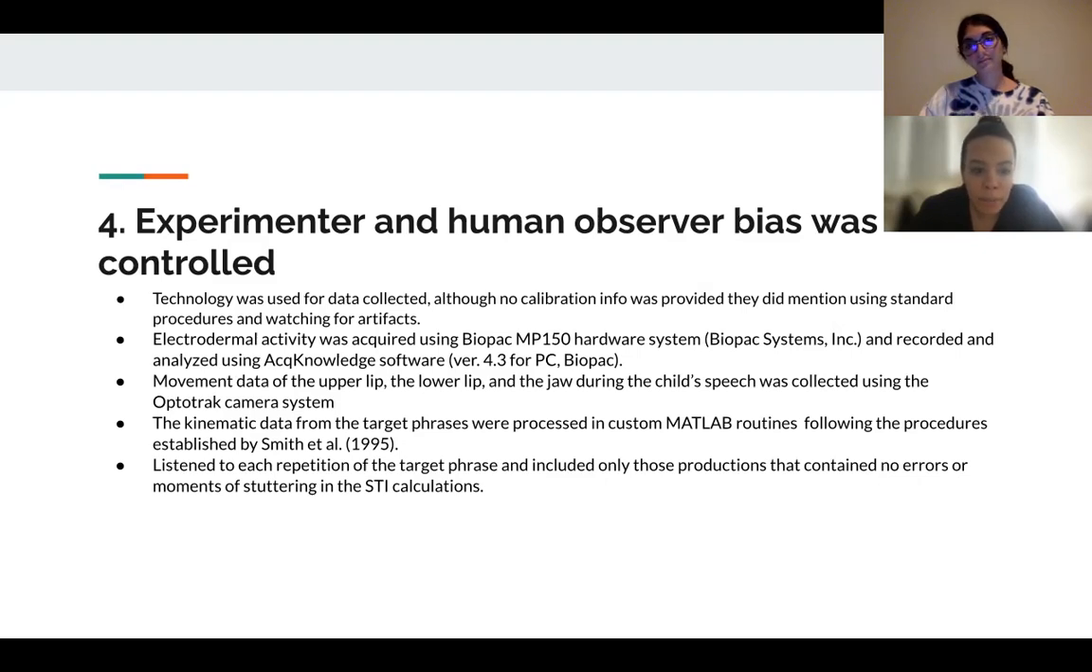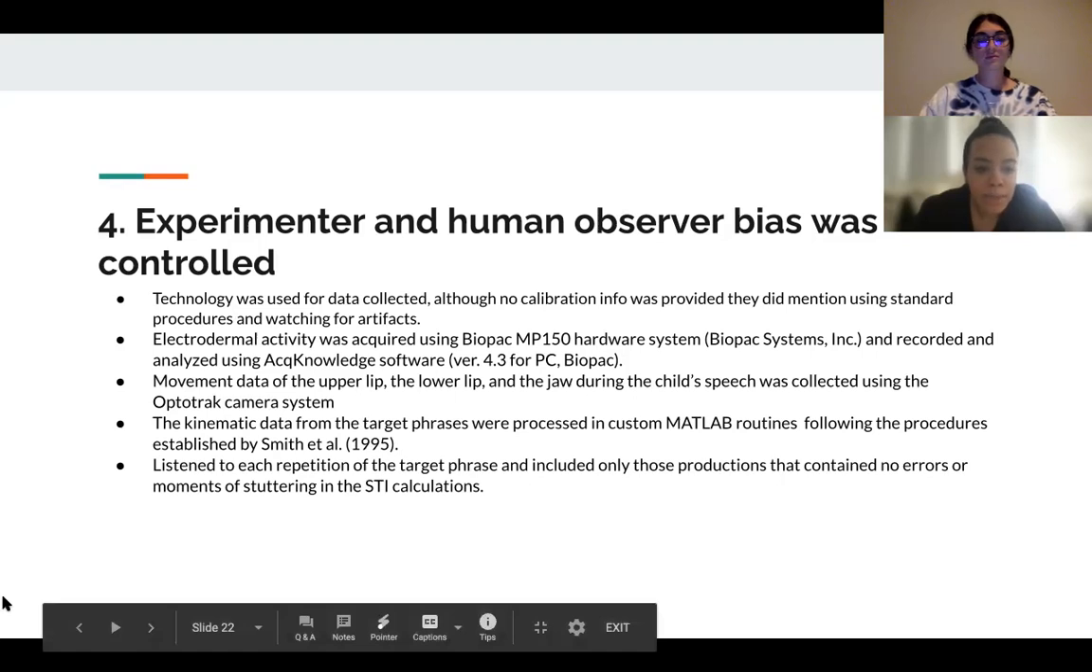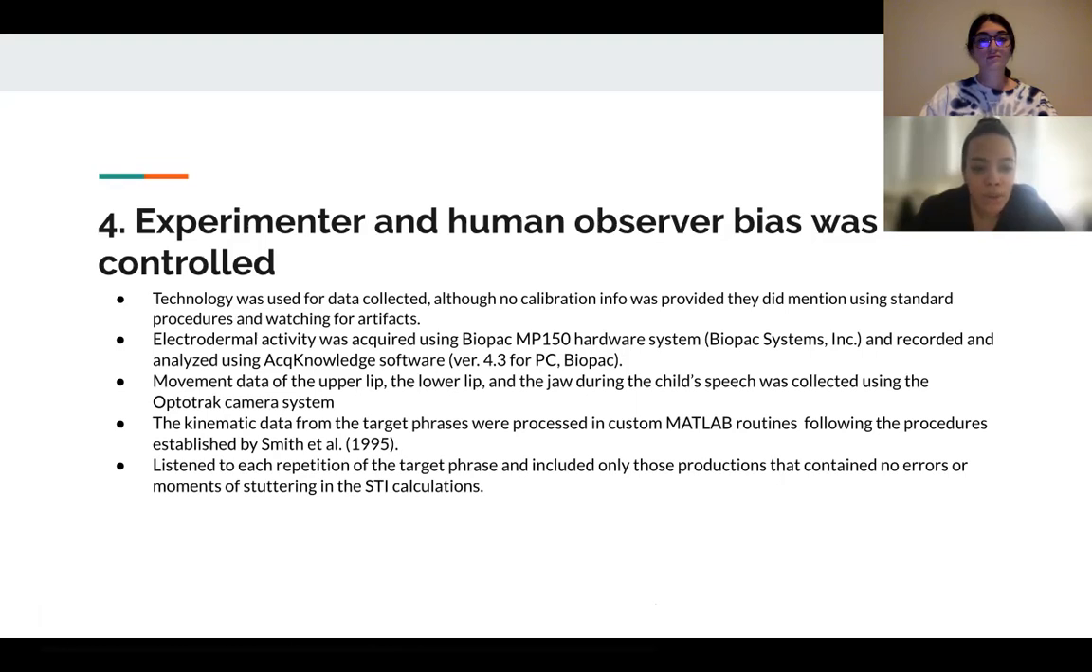Specifically, they used the BioPac MP150 hardware system to obtain electrodermal activity. They used the OptoTrak camera system to obtain movement data of the upper lip, the lower lip, and the jaw during the child's speech. The kinematic data from the target phrases were processed in custom lab routines following the procedures established by Smith. Also, the experimenters listened to each repetition of the target phrase and included only those productions that contained no errors or moments of stuttering in the STI calculations.